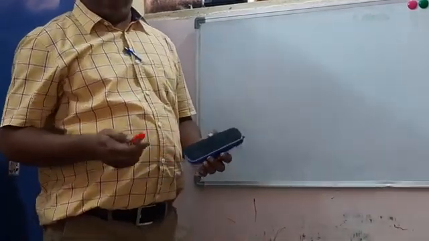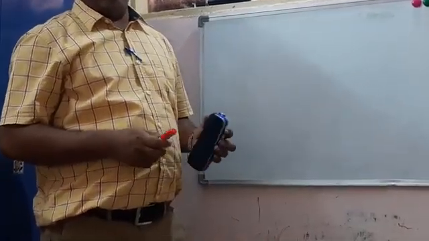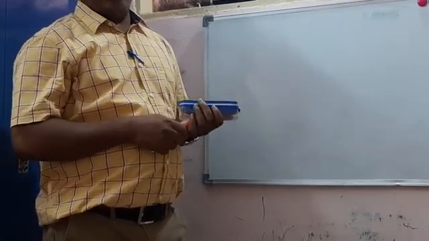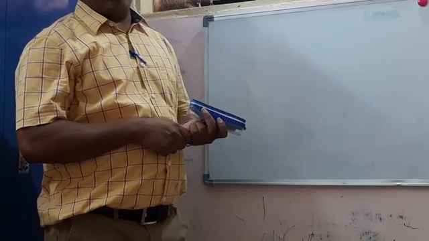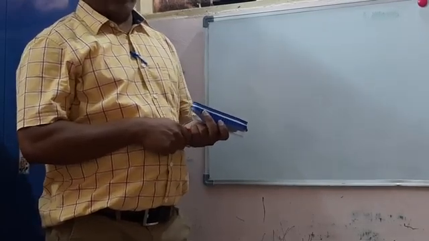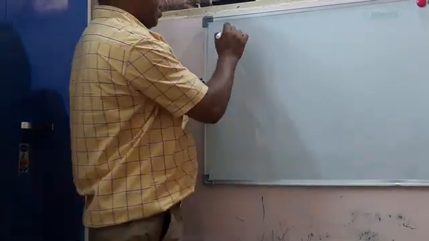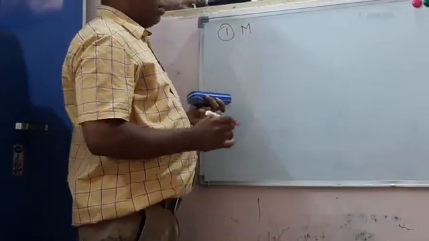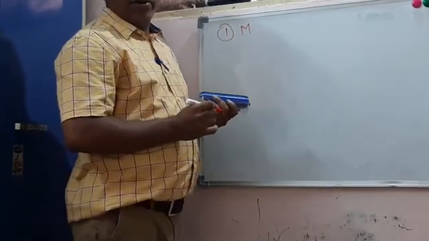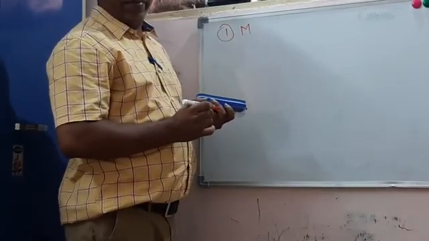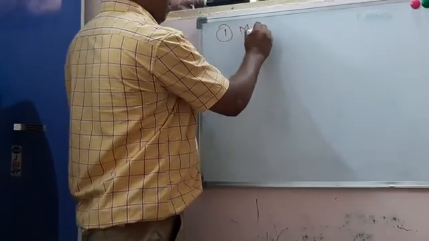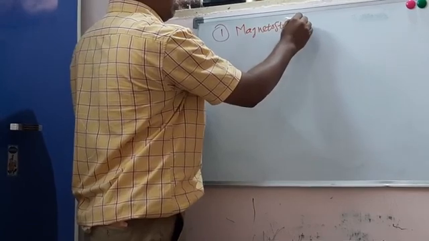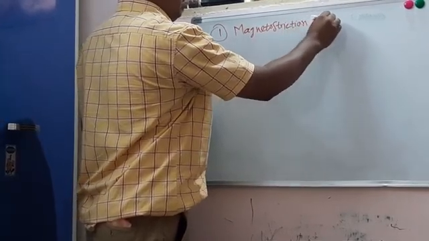So in continuation of our previous talk, now let us see another way of ultrasonic generator, that is the magnetostriction method. We have already discussed the piezoelectric method. Now the magnetostriction method.